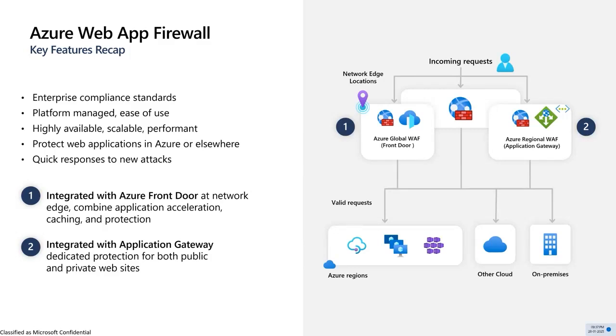So the Azure WAF is available in two variants. It is seamlessly integrated with Azure Front Door at the network edge, combining application acceleration, caching, and robust protection. And the second integration is with the application gateway. So the Azure WAF with App Gateway offers dedicated protection for both public and private websites, ensuring comprehensive security against cyber threats.